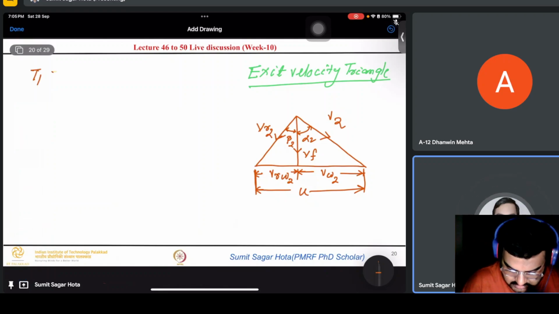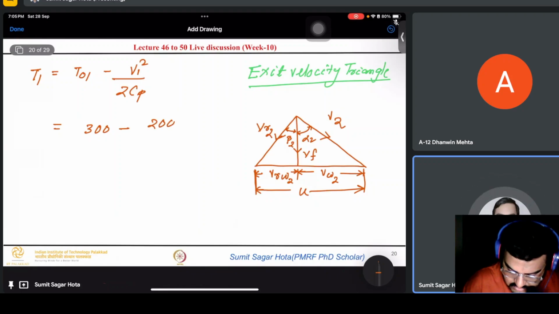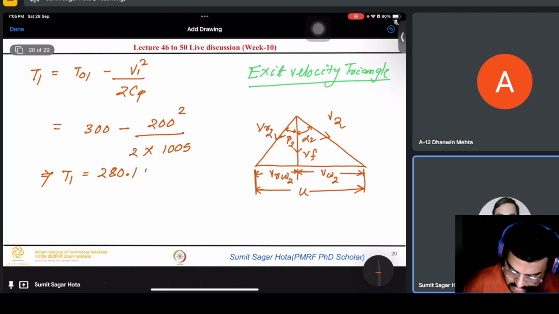What is T1? T1 equal to T01 minus V square by 2 Cp. What is T01? T01 is your ambient temperature, and this is your V1. So this is 300 minus 200 square divided by 2 into Cp, always take in SI unit. If you solve it, you will get T1 value as 280.1 Kelvin.